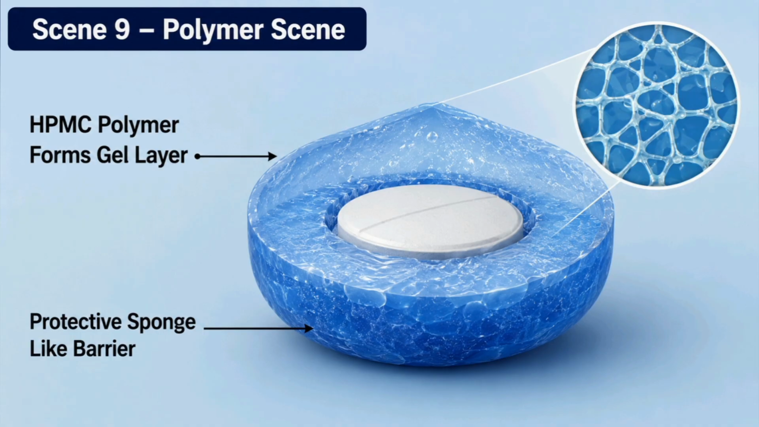So imagine wrapping the tablet with a soft hydrated protective sponge. This gel performs 2 important functions here. First, it can help retain the generated gas, and second, it controls the penetration of the fluid and diffusion of drugs. So the polymer is not simply an inactive material. In the dosage form design, it has a major functional role here.